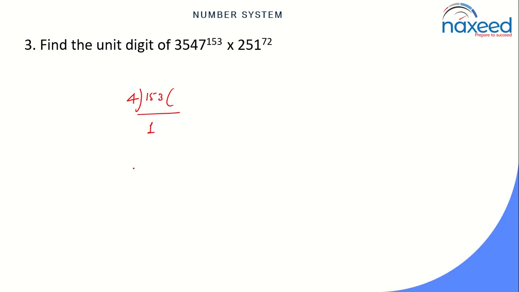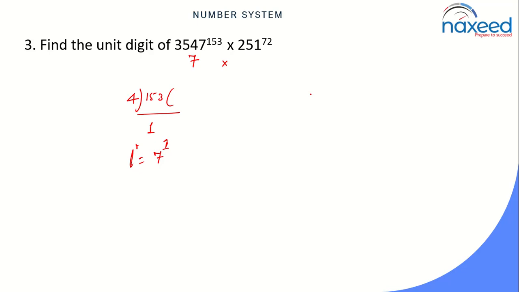So in the remainder we found 1. The next step is L to the power R, that means the last digit is 7, the remainder is 1. So 7 to the power 1 gives us 7 only, correct? Into 251 to the power 72. Now see, 1 to the power any number, what will be the unit digit? 1 to the power 1 is 1, 1 square is 1, 1 to the power 3 is 1, 1 to the power 4 is 1, 1 to the power 900 is 1, 1 to the power 182 will also be 1 only, correct?